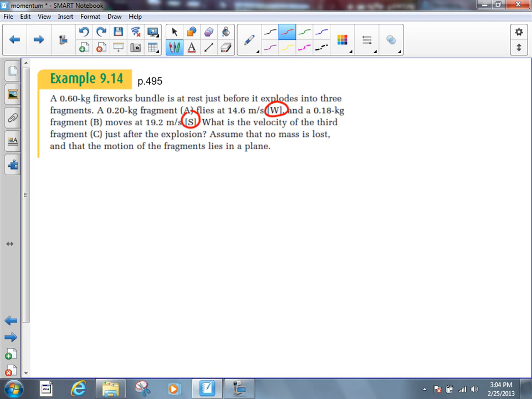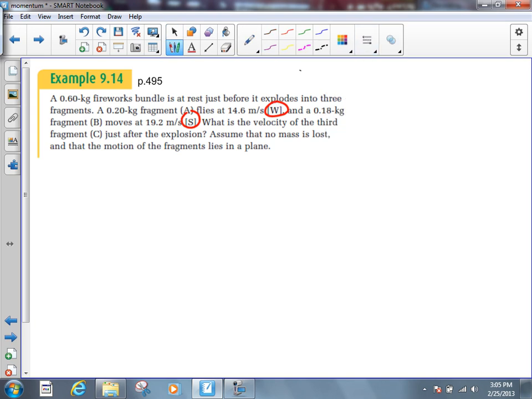Notice I've circled both of those, the west and south, because we've got 2 different directions here. In fact, this is even bigger than we had before with 2 different directions, a north and a south, because this time we've got to break it up into x and y components, not just worry about positives and negatives. We want to find the velocity of the third piece just after the explosion. Let's draw the picture here.